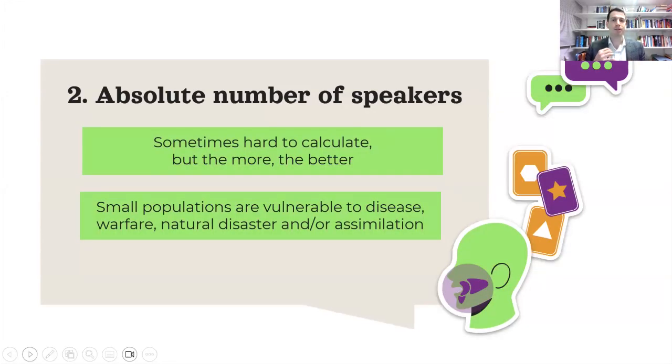criterion is the absolute number of speakers of that language. It's obviously sometimes hard to calculate, but generally speaking, the more speakers, the better. Why? Because amongst other things, small populations are subject to disease, warfare, natural disasters, and/or assimilation.